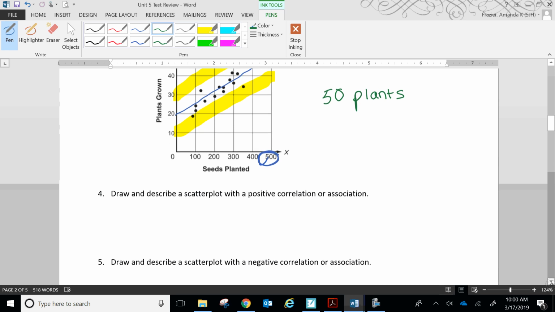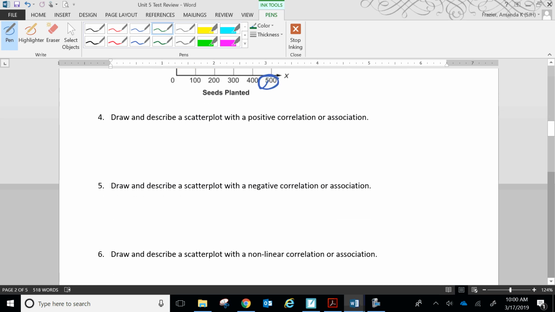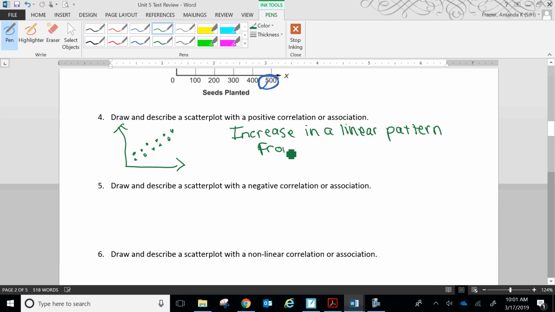Okay, draw and describe a scatter plot with a positive correlation or association. So a scatter plot with a positive correlation is going to increase in a linear pattern from left to right. So if I look at this from left to right, it is increasing in a linear pattern.